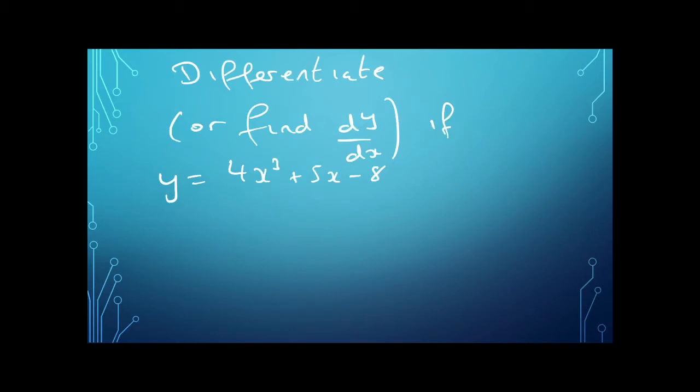Differentiate or find dy dx if y is equal to 4x cubed plus 5x minus 8. So dy dx is equal to, so when we differentiate that, we put the 3 in front of the 4, and we subtract 1 from the 3, which gives us 2. The 5x becomes 5, and the negative 8 disappears. Just to tidy that up, 3 times 4 is 12, 12x squared plus 5.